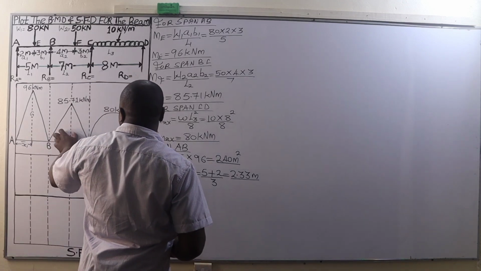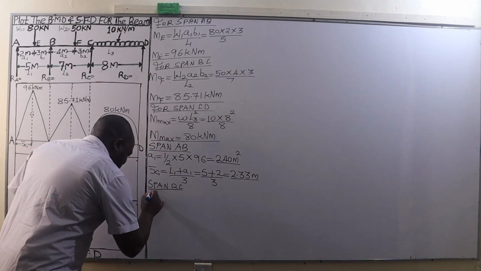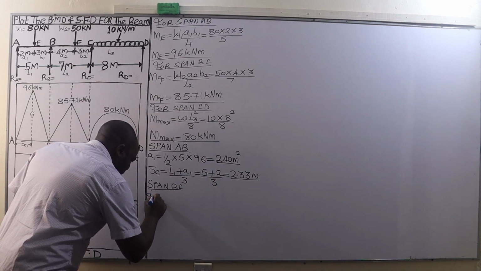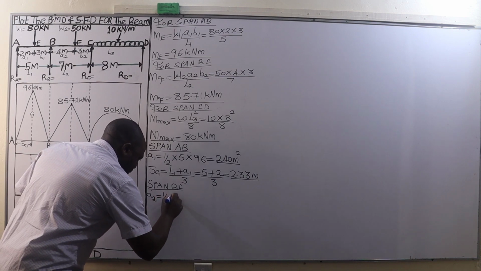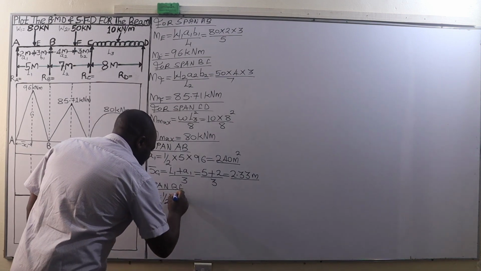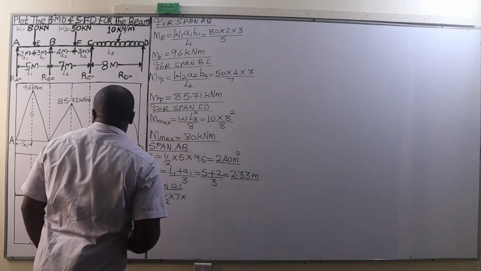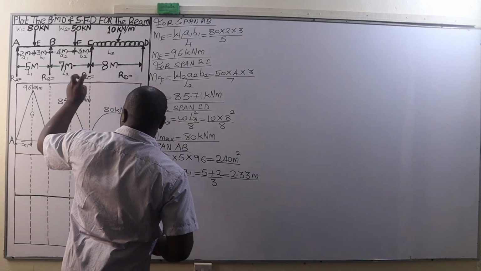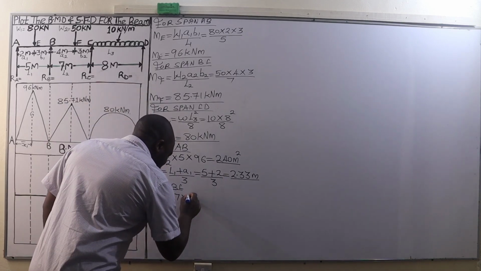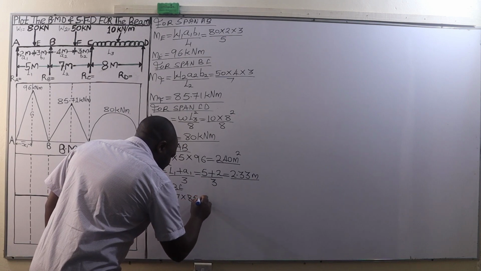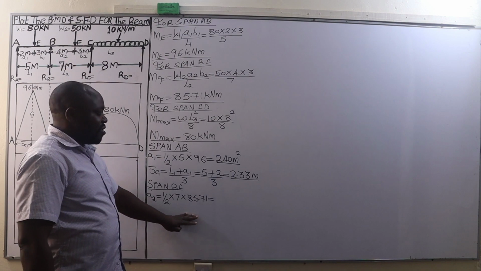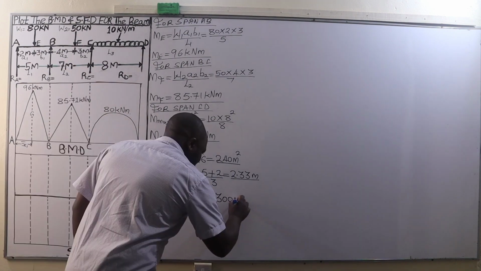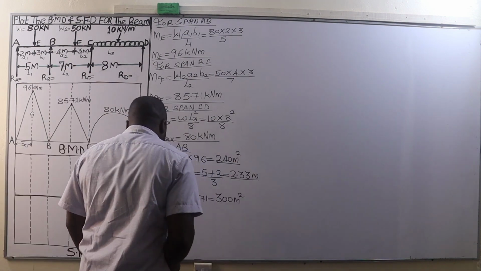Then from there we go to the span B to C. So for the span BC, likewise, the area of that bending moment diagram, that is A2 in this case, will be given by a half of its base, which is 7 meters, multiplied by its perpendicular height, which is 85.71 units. And that's going to give us an area of 300 square meters.